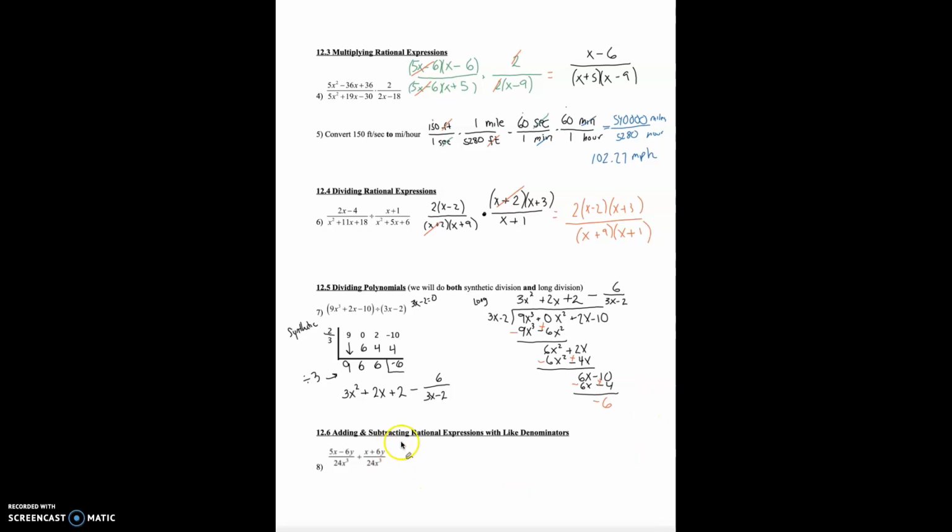All right, so last one on this page, adding and subtracting like denominators. So what we're going to do, again, this is adding, so it's a little bit easier than subtracting. We don't have to distribute that negative. What is 5x plus x? 6x. And what is negative 6y plus 6y? 0. So we have 6x over 24x to the third. We can simplify that. 6 over 24 is 1/4, and x over x to the third is x squared. So we get 1 over 4x squared.